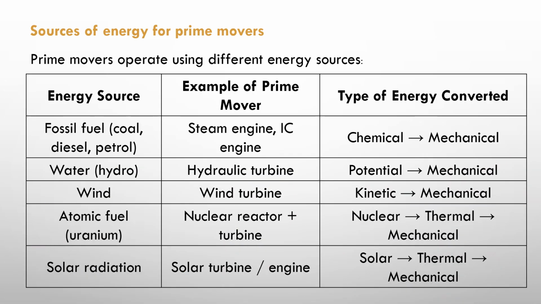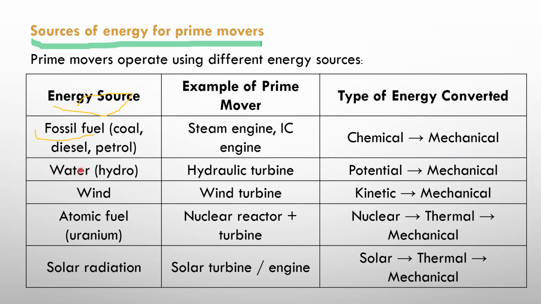So we can summarize that the source of energy for the prime mover may be a conventional source of energy or a non-conventional source of energy. Fossil fuels, that is coal, diesel, petrol, are a non-renewable source of energy used to run prime movers such as the steam engine or IC engine, and the energy conversion is chemical energy into mechanical energy.